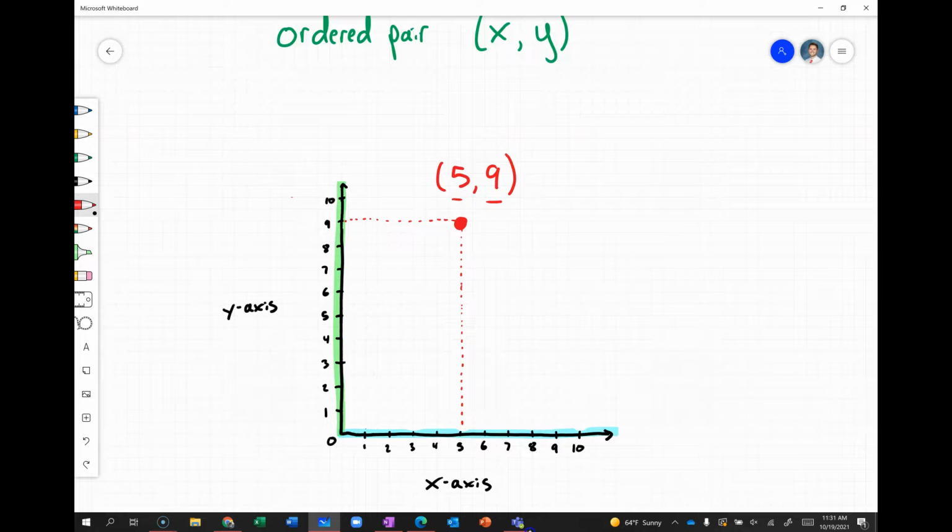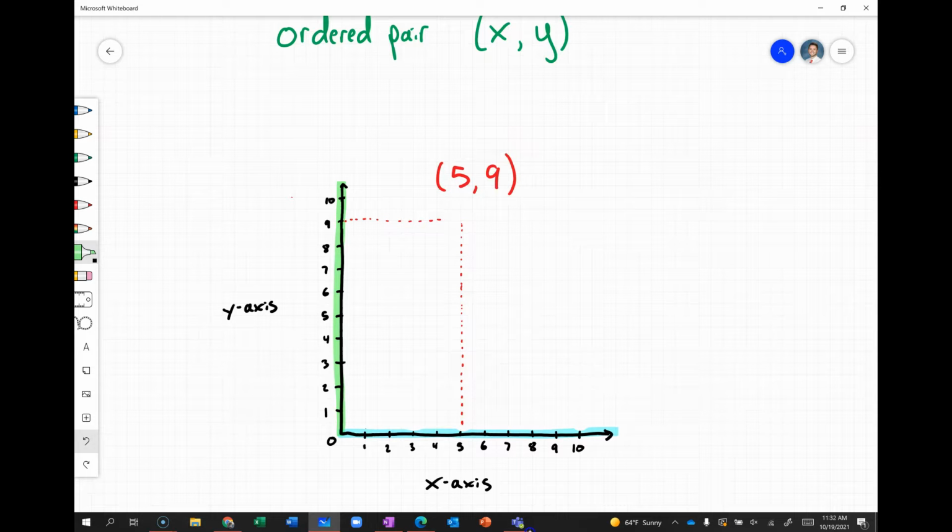Now, a common mistake that I will see students make is they say, okay, 5 on the x-axis, so I'm going to put a point here, and 9 on the y-axis, so I'm going to put a point here. But remember, that's not the case. The coordinate pair, this ordered pair, represents one single point. So we want to find where that point is with 5 on the x-axis intersecting with 9 on the y-axis.